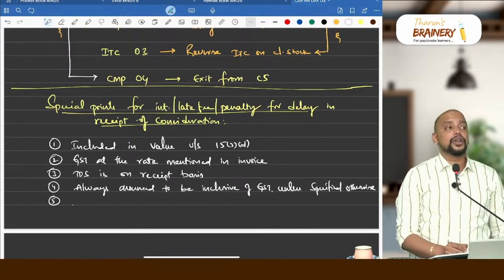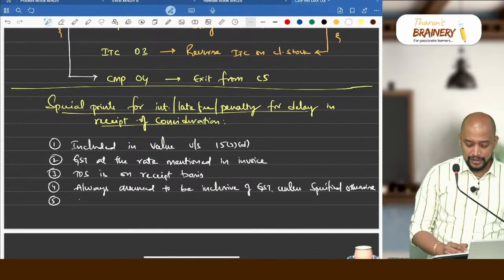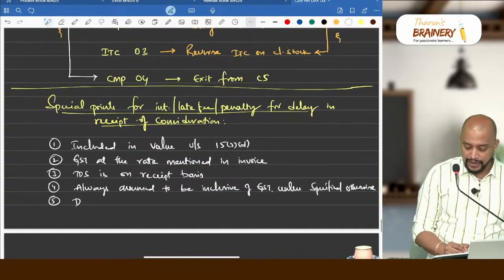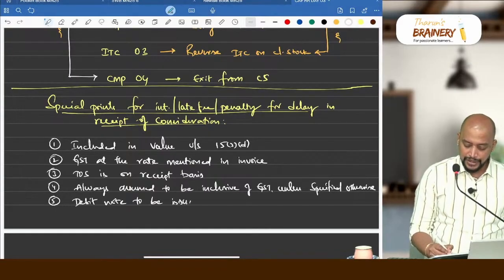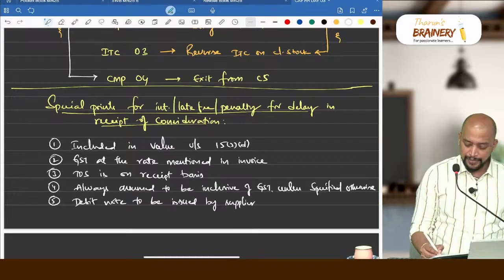Then what is the document that should be given in case of this interest? Debit note, to be issued by supplier to recipient.